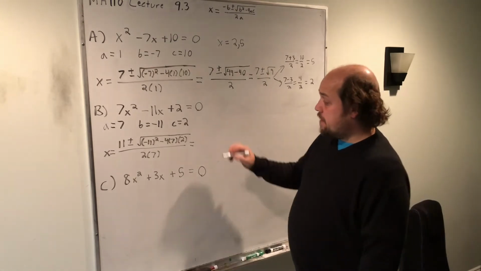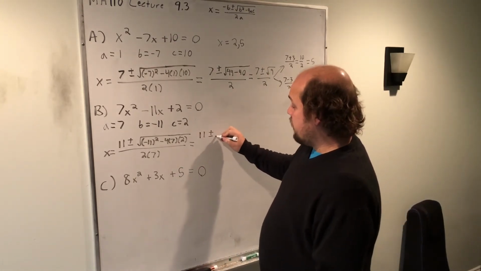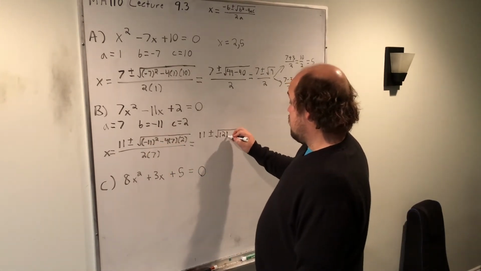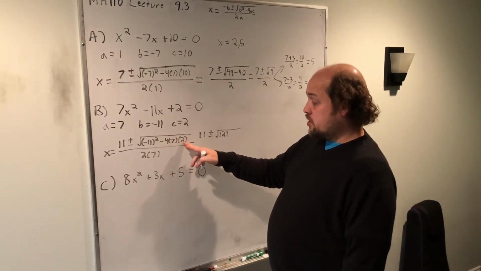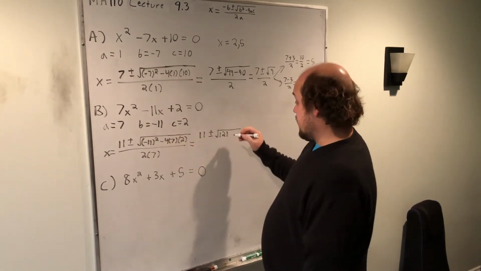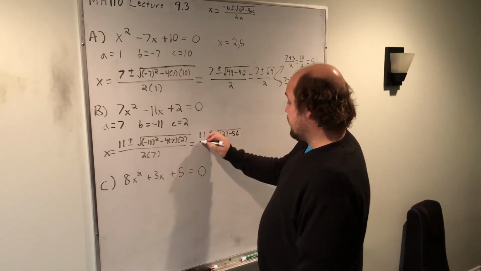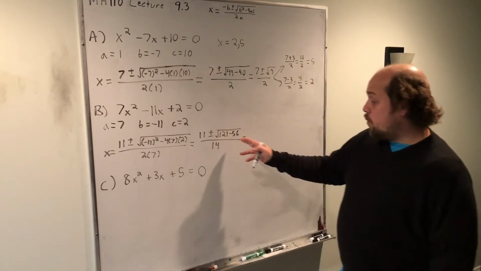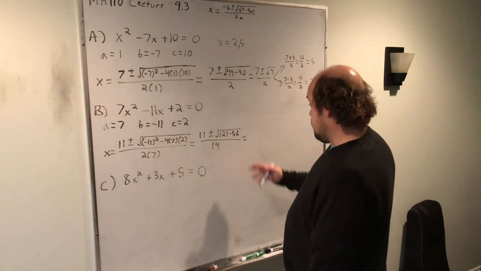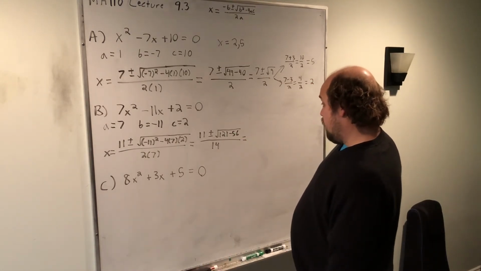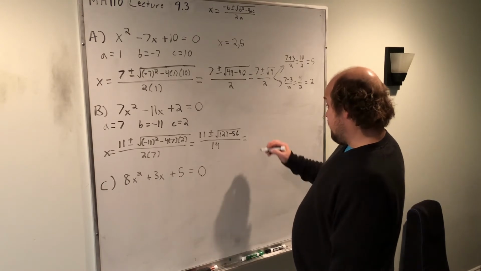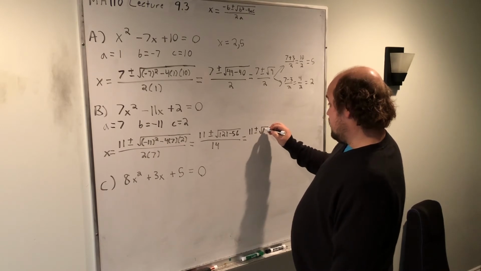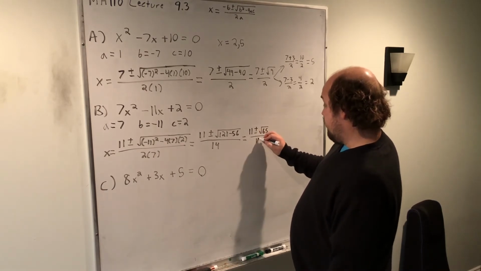When I go to do my next step, 11 stays, plus or minus the square root. Negative 11 squared should give me 121. Minus 4 times 2 is 8, times 7 is 56. So 121 minus 56, all over 2 times 7, which is 14. 121 minus 56, so if I subtract 6 from that, I get 115 minus 50 is 65. So this becomes 11 plus or minus the root of 65 over 14.